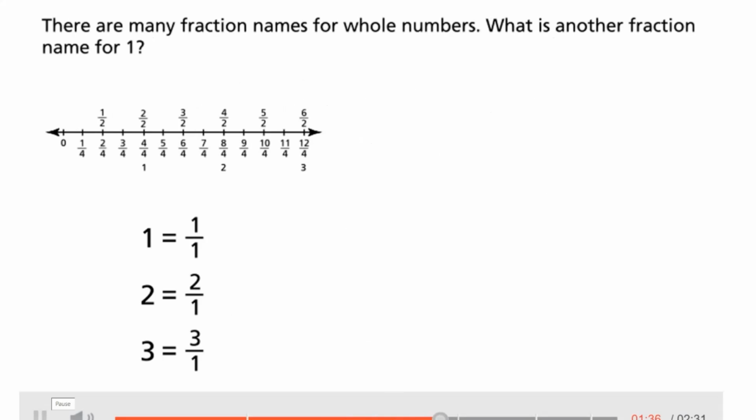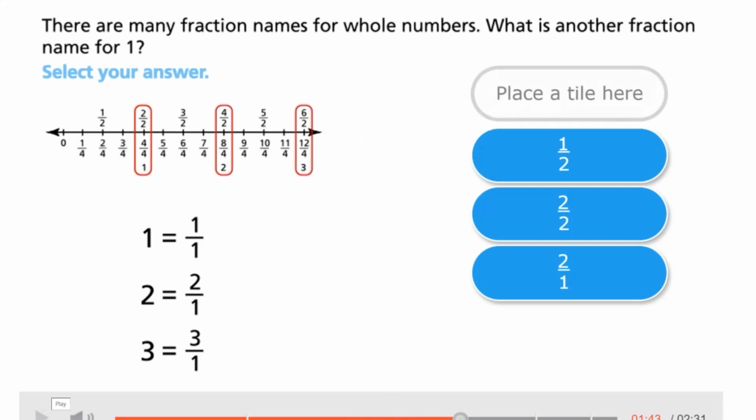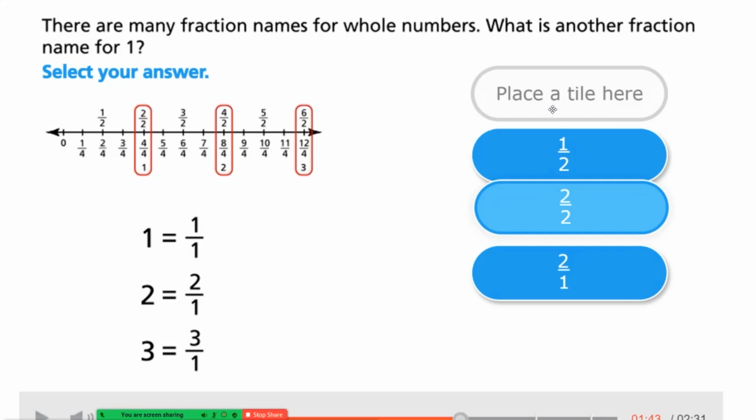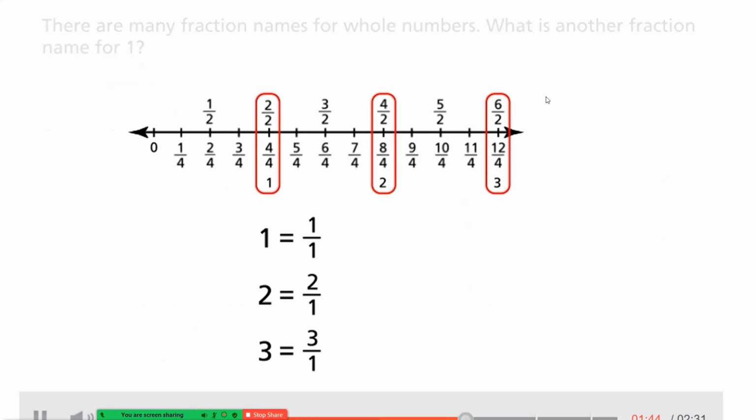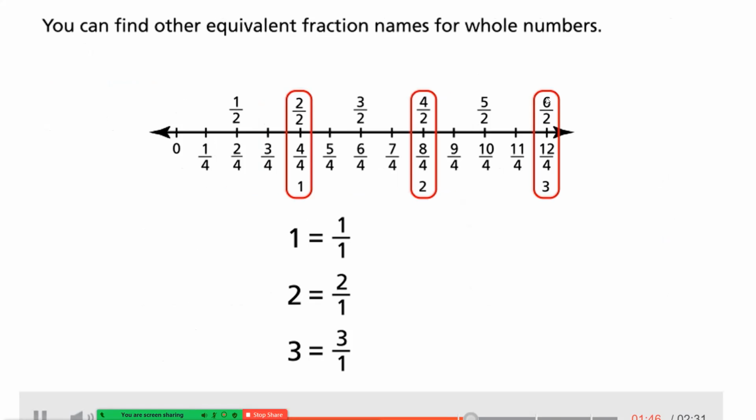There are many fraction names for whole numbers. What is another fraction name for 1? Select your answer. You can find other equivalent fraction names for whole numbers.